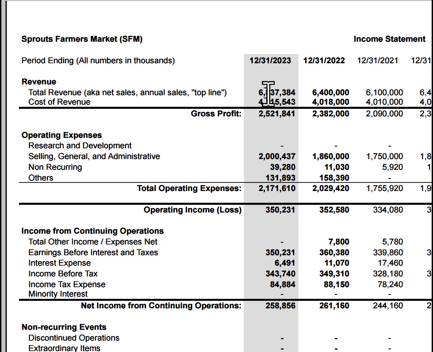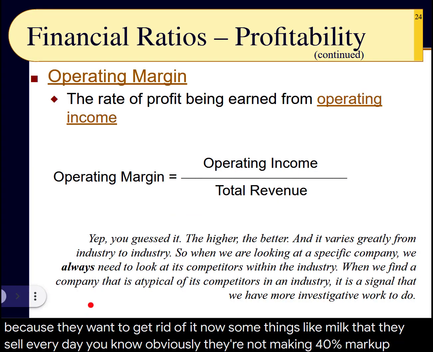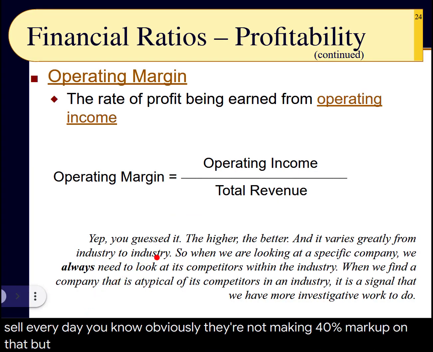5.15. And here's where it gets a little strange. I go to Yahoo, and they say it's 4.25, and I'm not sure why. I don't know. But I tend to believe what Sprouts puts into their financial statements on Edgar. So I'm going to take that at 5.15%, 5.12%. So is that good? Is that bad? Again, it varies greatly.